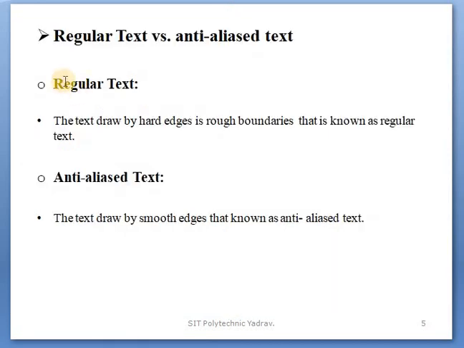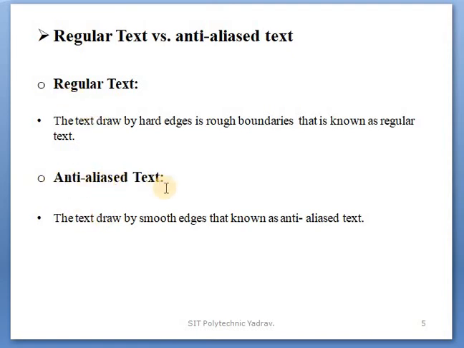Okay, the next point is what is meant by regular text versus anti-aliased text. What is meant by regular text? How do we say that this is regular text? Text drawn with hard edges and rough boundaries is known as regular text. Means what? When we draw any sentence or any text directly, or we roughly write it, that text is known as regular text.